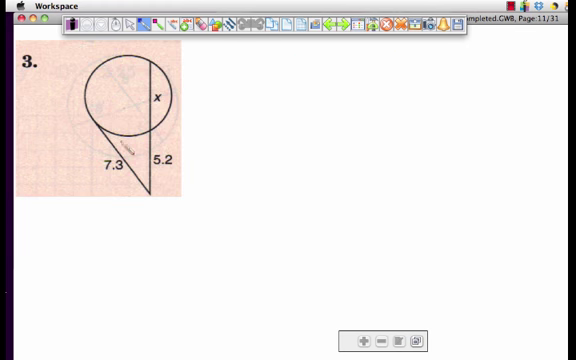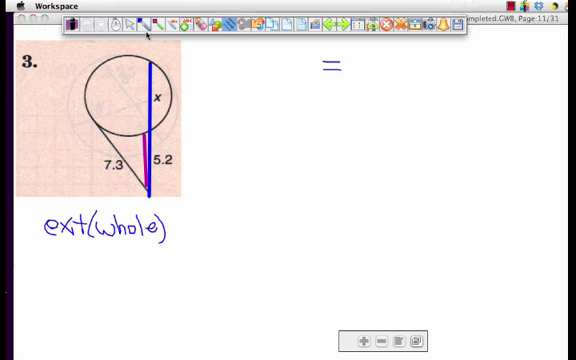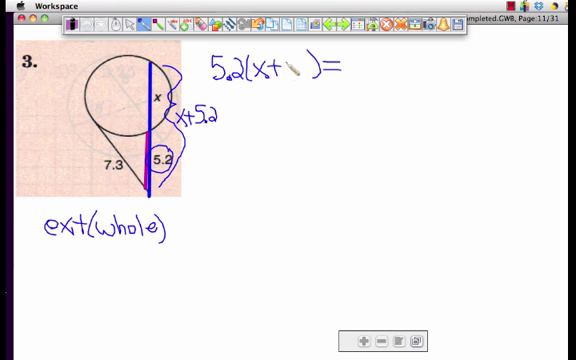Number 3, it's got decimals, but that's okay. Do that on both sides. So do that with this segment right here. With this segment, what's the exterior piece? This piece sticking out, 5.2. All right, so we're going to start with the outside piece, 5.2, and we're going to multiply that by the whole piece. The whole piece is blue, and you're just adding your segments together. It's really x plus 5.2.